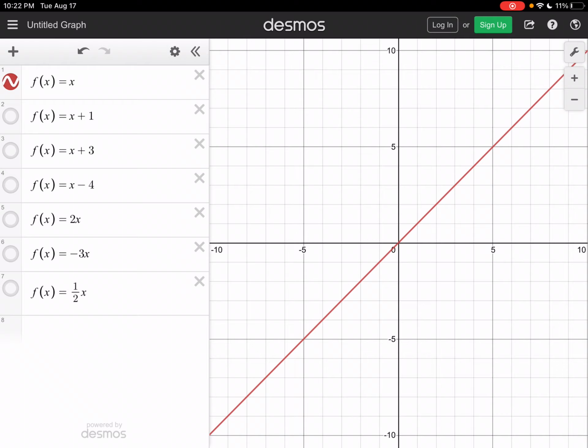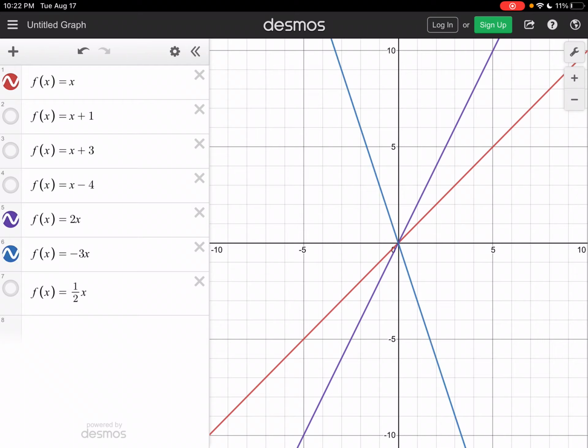I'm going to start with line 5, f of x equals 2x. What happens to my slopes? Or what happens to the graph compared to the parent function? What happened here? What happened here? F of x equals negative 3x. What happened here? How is my slope changing?